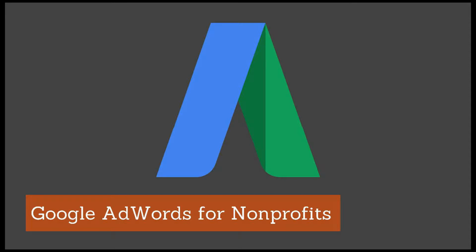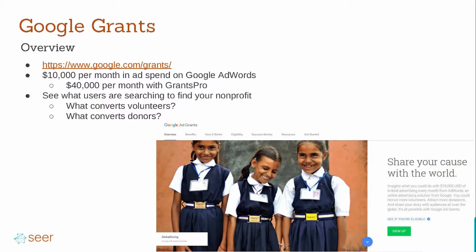So, Google AdWords for Nonprofits, or Google Grants. It's just google.com/grants. You get $10,000 per month in ad spend, almost no questions asked, just free money. You can also get up to $40,000 a month with Grants Pro, but that comes with a few goals you need to reach that Google identifies, which I haven't laid out here, but they're on their website. Basically, consistently hitting that $10,000 a month cap will make you eligible for Grants Pro.